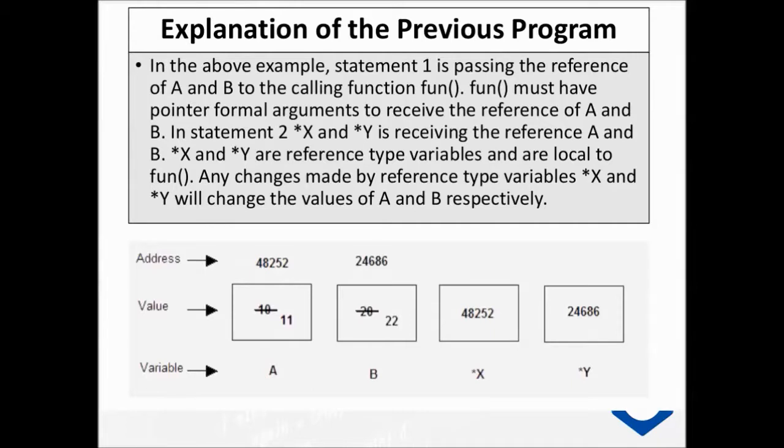When we store static x equal to 11, it means it changed the value 10 at the address 48252 with the new value 11. Similarly, static y changes the value 20 at the address 24686 with the new value 22. Now when we display a and b on the screen, instead of displaying 10 and 20, they show us the new values 11 and 22.